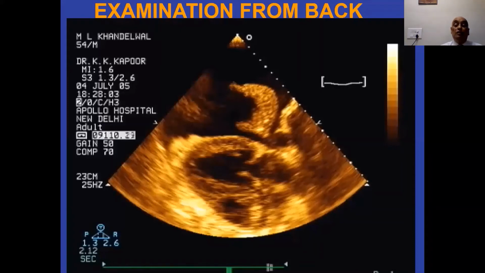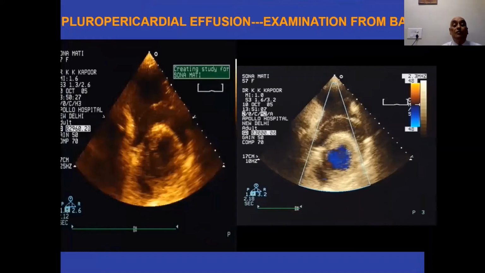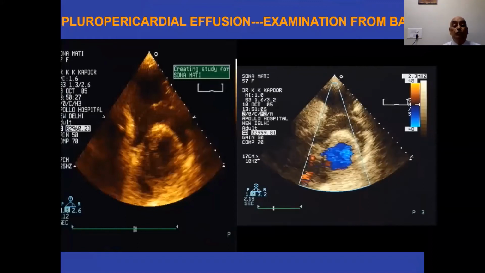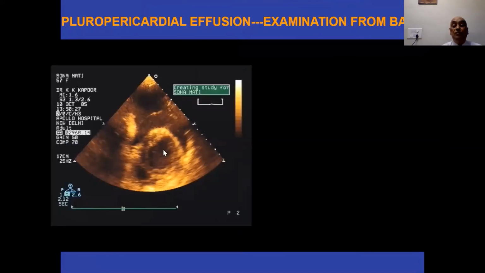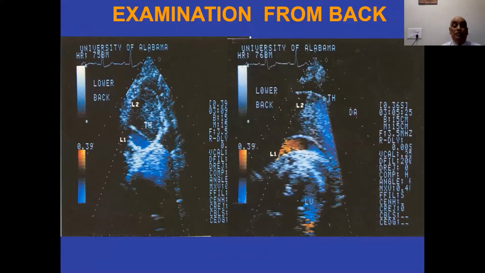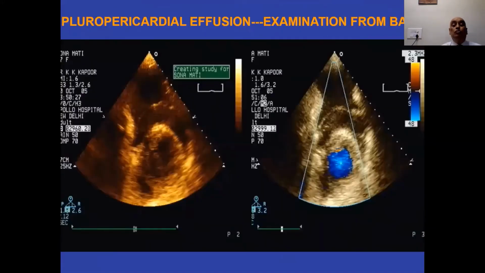And you can also diagnose pleuropericardial effusion, both pleural effusion and pericardial effusion. As you can see, there is both in this patient. This is the left ventricle short axis from the back. You're getting two layers of the echo-free space. The first layer is the pleural effusion, then you have the pericardial effusion. So you have a pleuropericardial effusion.